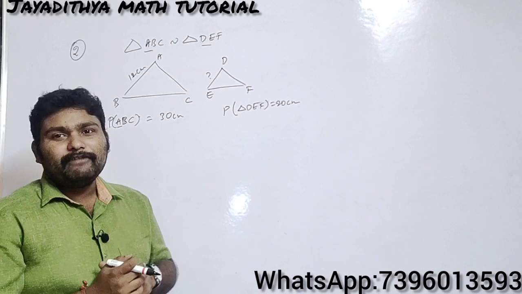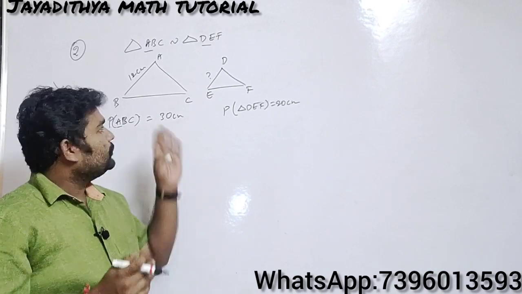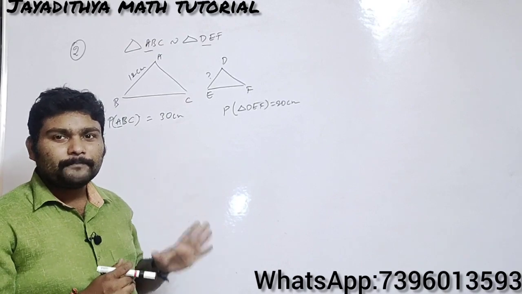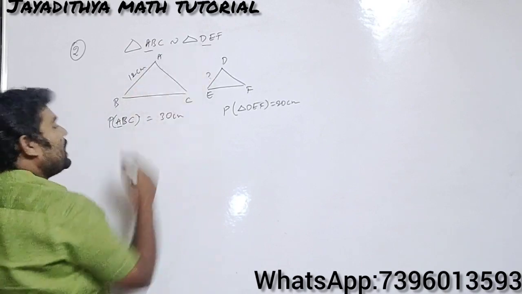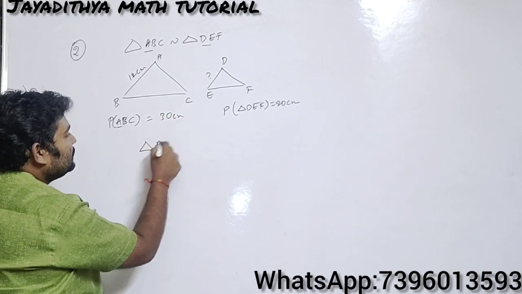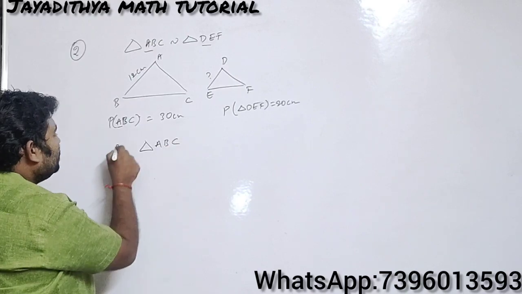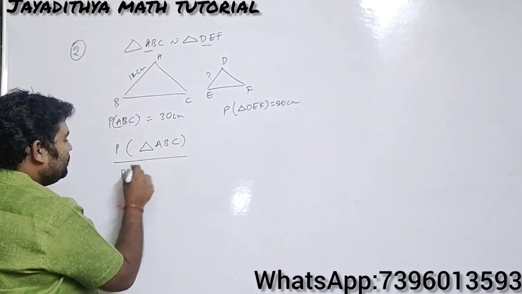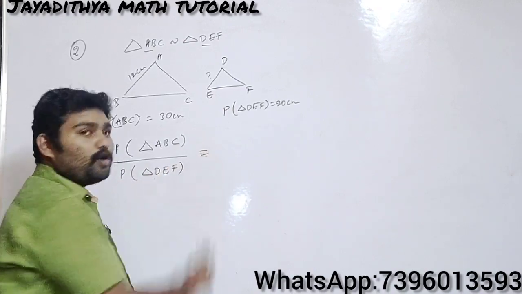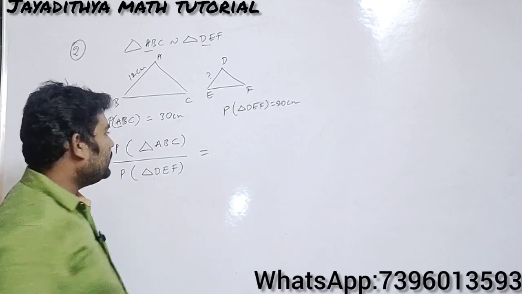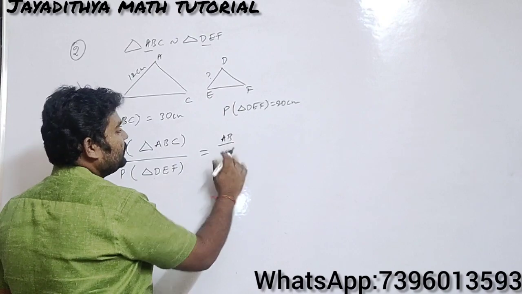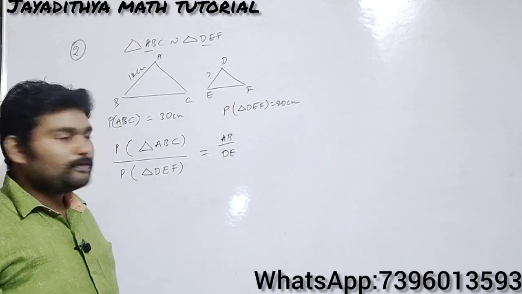So here you have a result. What is that result? If two triangles are similar, you know that the corresponding sides' ratios will be equal, right? In the same way, if two triangles are similar, what happens? Let us see here. If two triangles are similar, the perimeter of triangle ABC by the perimeter of triangle DEF will be equal to the ratio of their corresponding sides. What are the corresponding sides here? AB by DE. AB by DE is one side. So this result is very important.